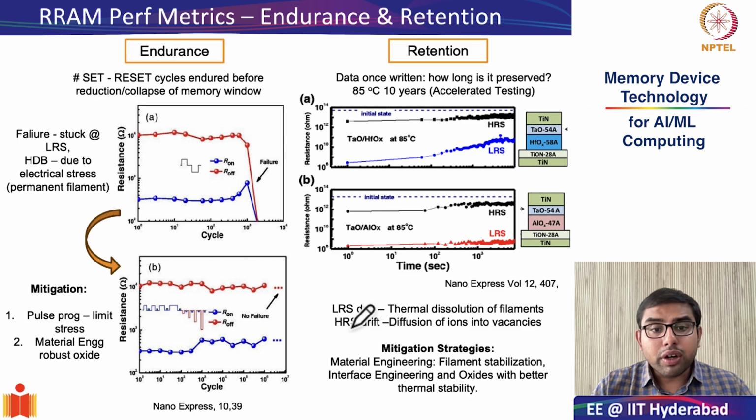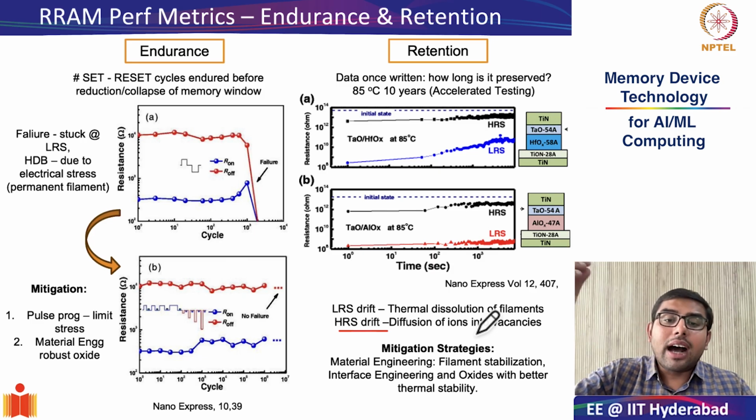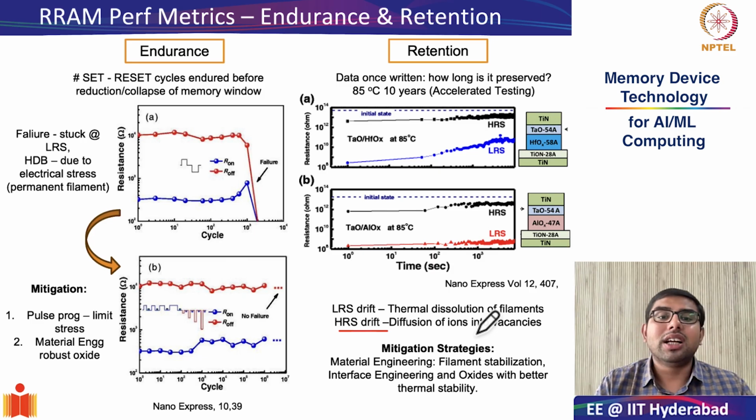Similarly, the drift in HRS is also possible, and drift in HRS generally happens by the same mechanisms. The ions which are responsible for the broken filament can now start coming and repairing the filament, and there could be a change in the HRS resistance as well.